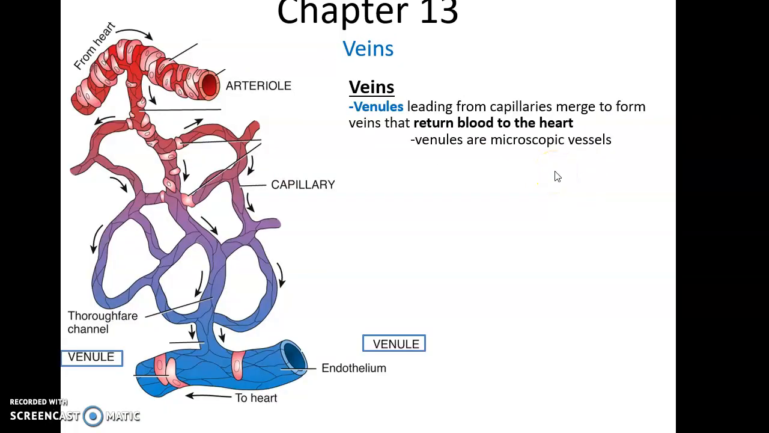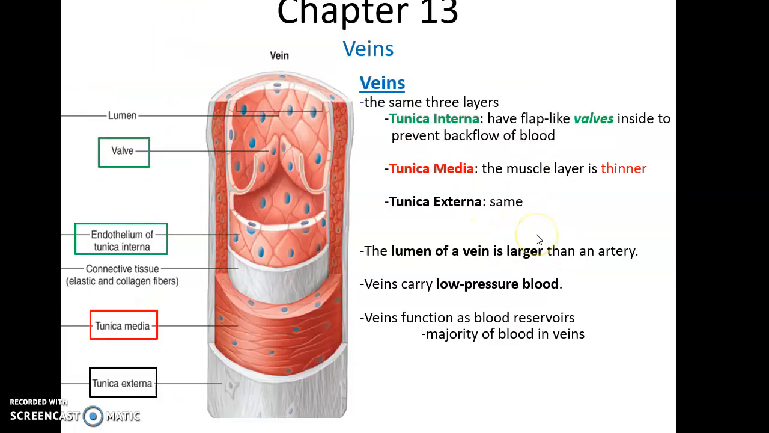Veins start off as microscopic structures called venules. Venules begin the returning of the blood to the heart. They're microscopic. And then they fuse and form the larger veins. And there are, surprise, surprise, 3 layers of tissue in veins, the tunica interna, tunica media, and tunica externa.